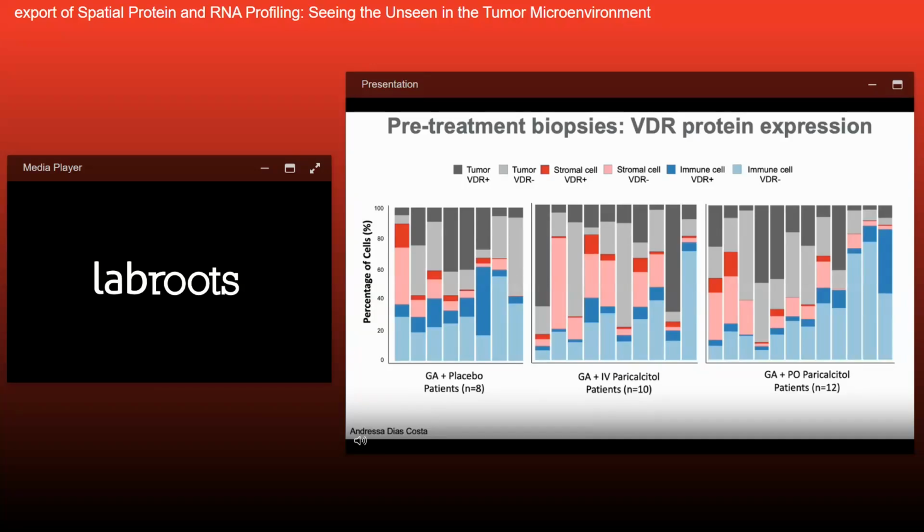The other point that's worth mentioning here is that in almost all of these tumors, there are populations of each of those main cell types that are positive for vitamin D receptor expression. And so this really suggests that if you're going to understand this signaling pathway within the tumor microenvironment, you need to pay attention to each of these three different cell types because they could all quite likely be responding to vitamin D agonism.